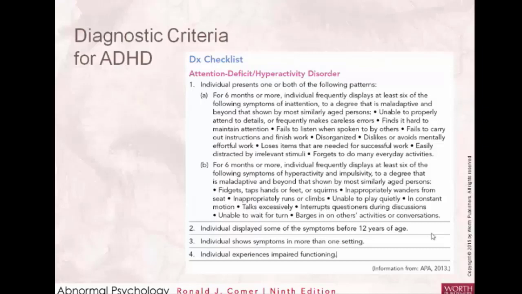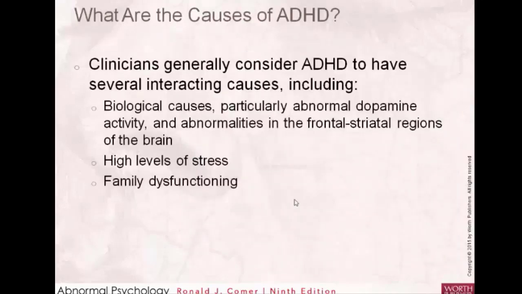Oftentimes this is diagnosed when a child first goes to school, and maybe that's the first time they've been really compared with same-age peers. Now, when you look at these symptoms, they're kind of split into two categories here. So we have the inattentive symptoms that are listed as A. We have the hyperactive symptoms that are listed as B. If a child has at least 6 of the inattentive symptoms and at least 6 of the hyperactive symptoms, then we would say they would have a combined presentation, or they would be having symptoms of both.